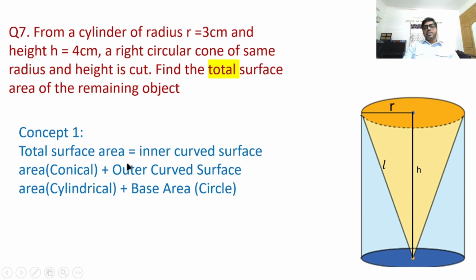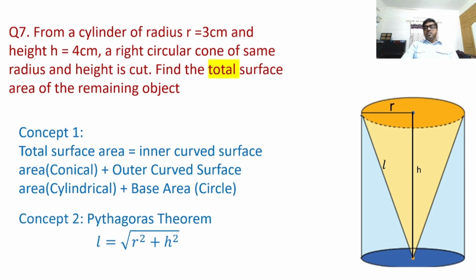So the total surface area is the inner curved surface area of the hole, that is the conical curved surface area, and then the outer curved surface area of the cylinder, that's cylindrical, and then we have the base area, which is circular shaped. So we need to add all three of them to get the total area. That's an important concept here.